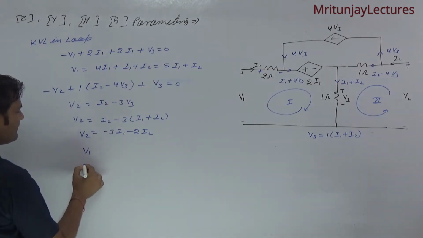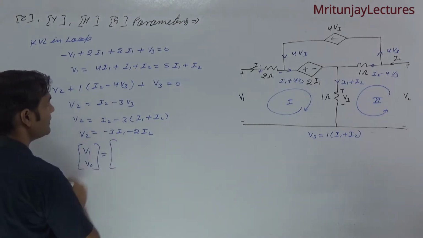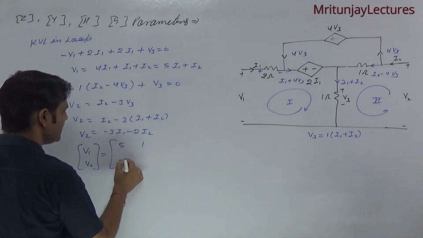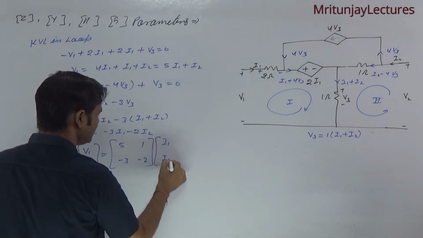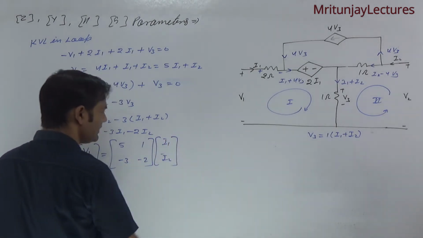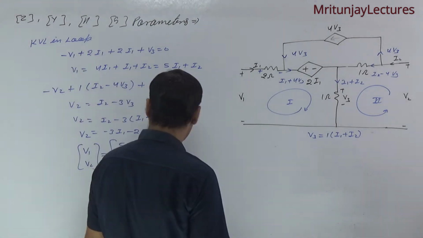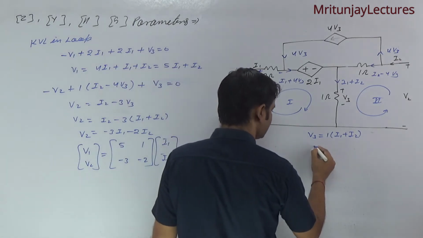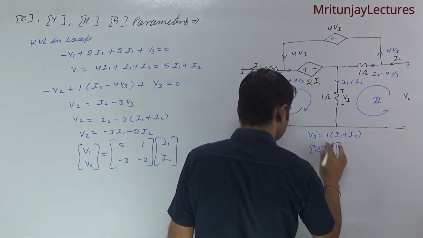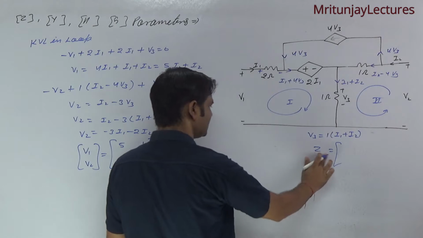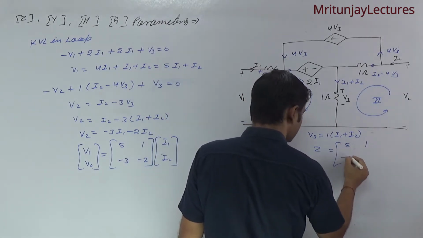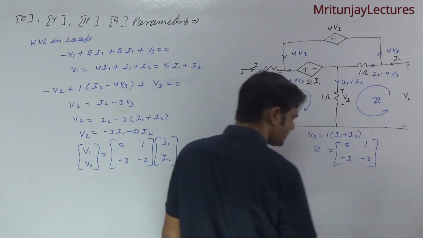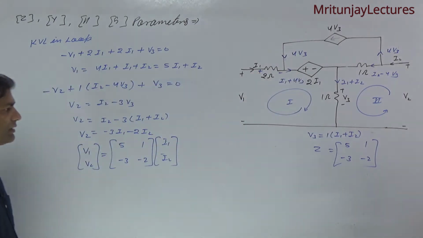From 1 and 2, we write the matrix 5, 1, minus 3, minus 2, with I1, I2. Simply, the Z parameter is 5, 1, minus 3, minus 2. Okay. Now the next target is Y.